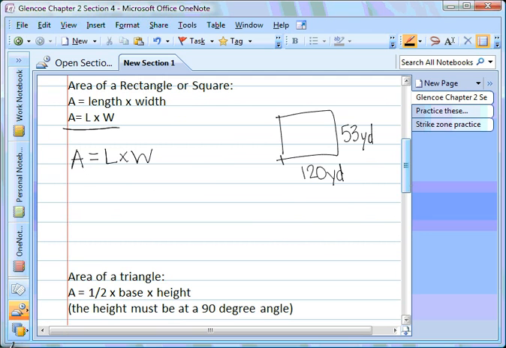So area equals length times width. On our next line we'll write A equals length. Our length is 120. Our width is 53. We filled in our numbers, and then we're ready to solve. So on our third line, area equals 120 times 53 equals 6,360. And then we have to add our label. Our label is yards. And because we're finding area, our yards have to be squared.